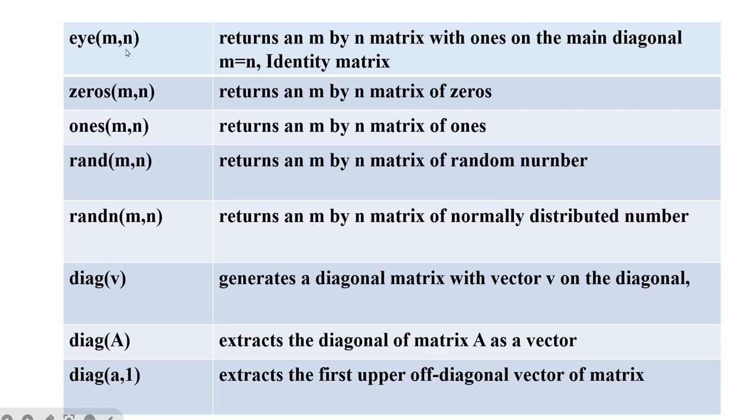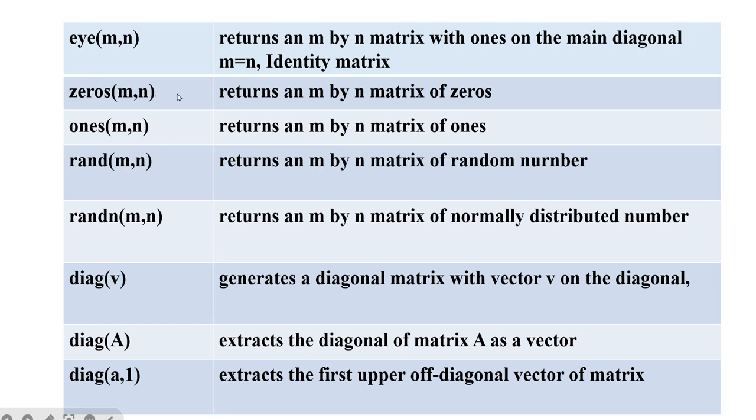First is I of m comma n. Here it will return an m by n matrix with ones on the main diagonal. So usually here m will be equal to n. You can write it as I of n or I of m. It will always be a square matrix. The I matrix will always be a square matrix, and it can be used to produce an identity matrix.